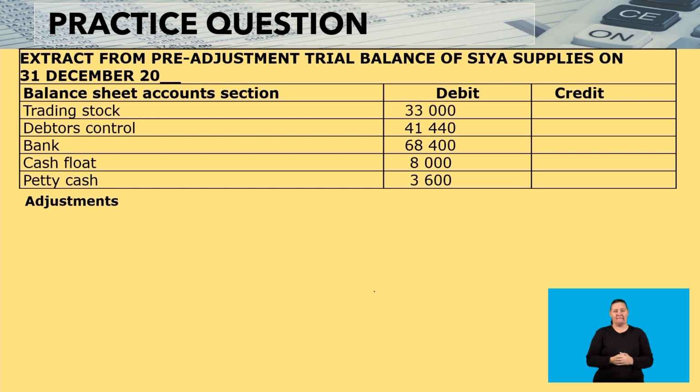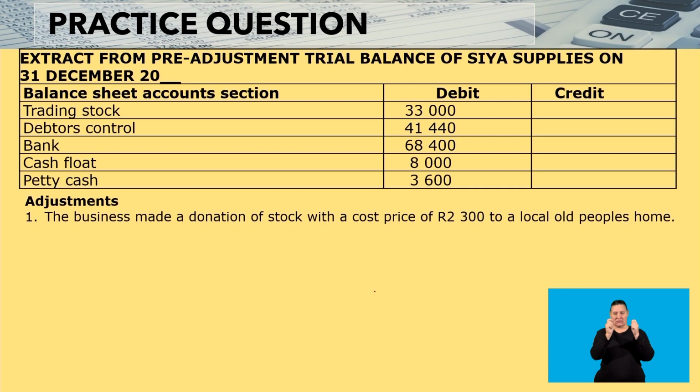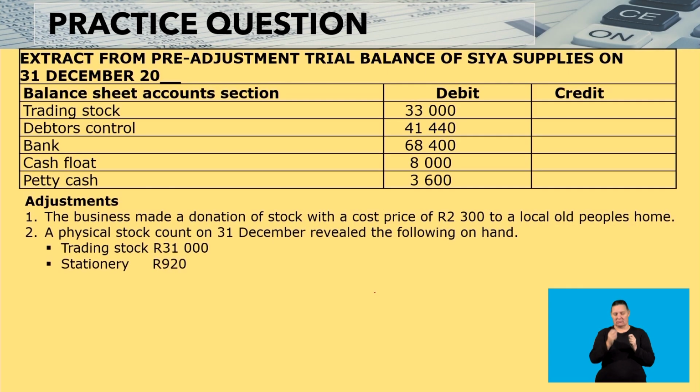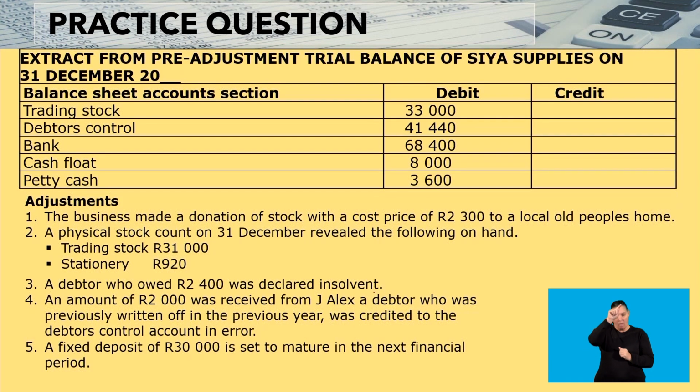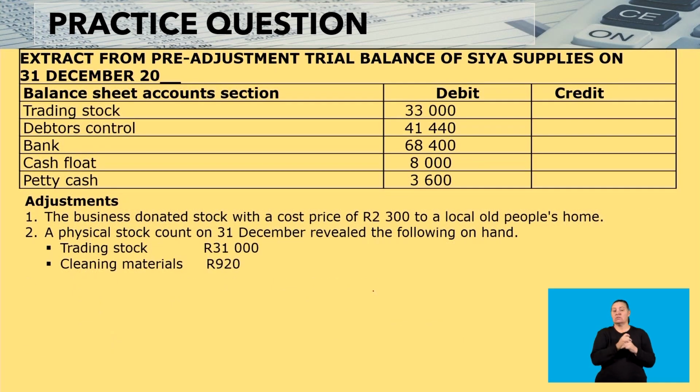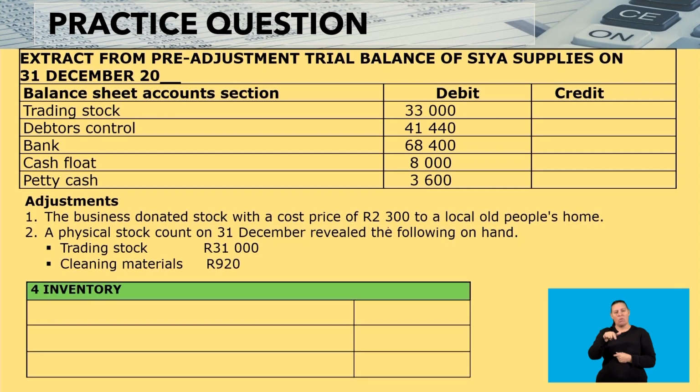All right. And then we have adjustments, which you are seeing at the moment. We would want to do all these adjustments and see how they affect our current assets. Let us begin with the first one. It reads, the business donated stock with a cost price of 2,300 to a local old people's home.